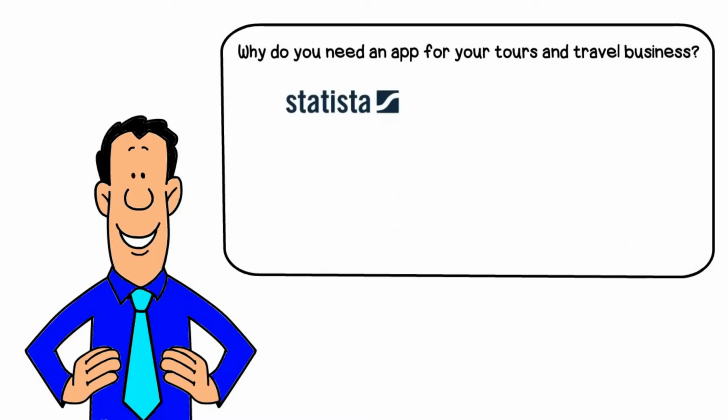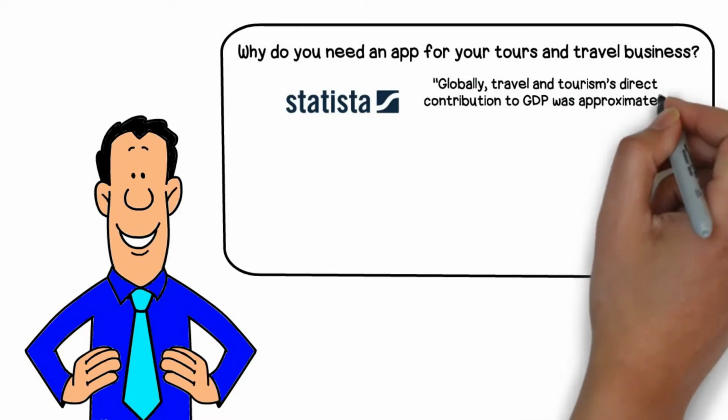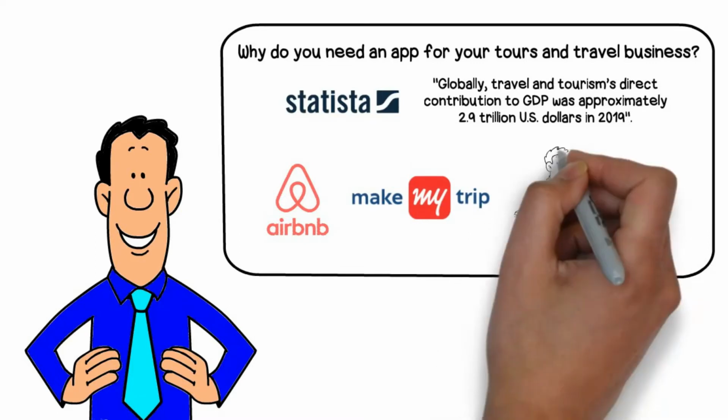Statista.com. Globally, travel and tourism's direct contribution to GDP was approximately $2.9 trillion in 2019. Most of the youngsters plan their trip via an app like Airbnb or MakeMyTrip, so you can leverage this trend by developing an excellent app.